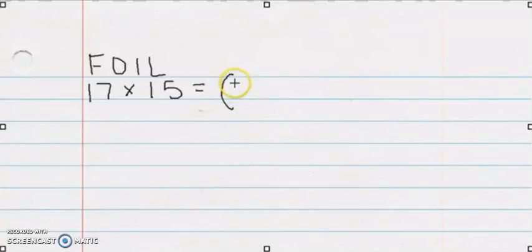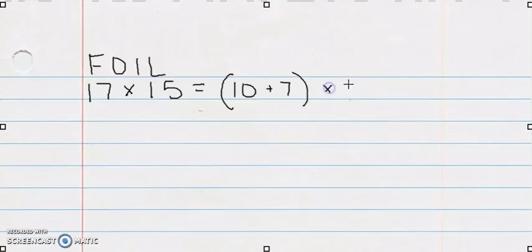And the first thing we always do is put them in expanded notation. So 17 in expanded notation is 10 plus 7, and 15 in expanded notation is 10 plus 5.